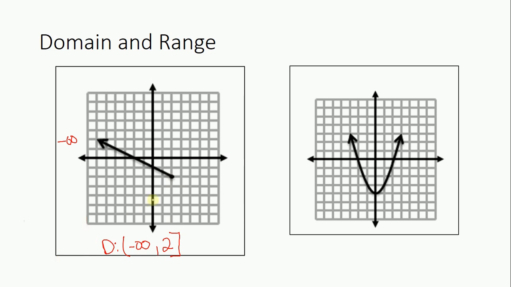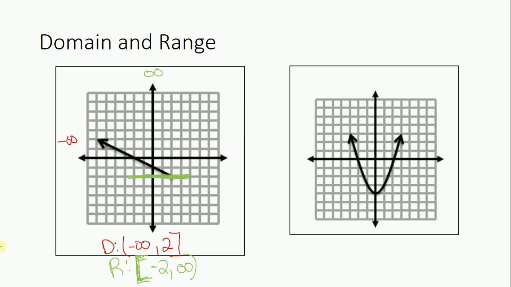Now let's go ahead and do my range. So the bottom starts here. Notice how he's going to keep on opening up, up, up. So that means he's going to be infinity going up. So my range would be from, bracket, negative 2 to positive infinity. Parentheses on infinity, don't forget that.